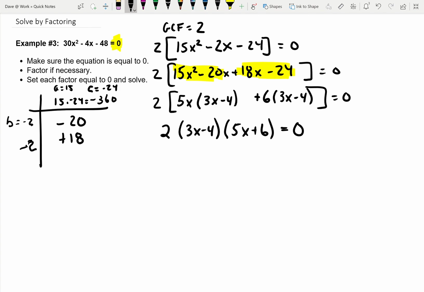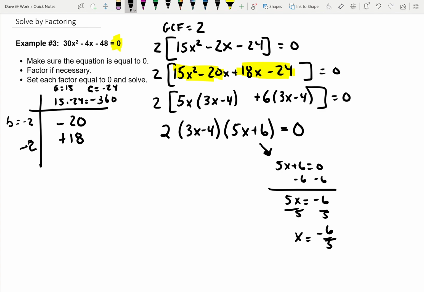So here's what happens. I need to know when 5x plus 6 equals 0. If I subtract 6 from both sides, and then divide by 5, I will come up with negative 6/5. If I go 3x minus 4 equal to 0, I can add 4 to both sides. I'll come up with 3x equal to 4. I'll divide both sides by 3, and I'll come up with x equals 4/3.